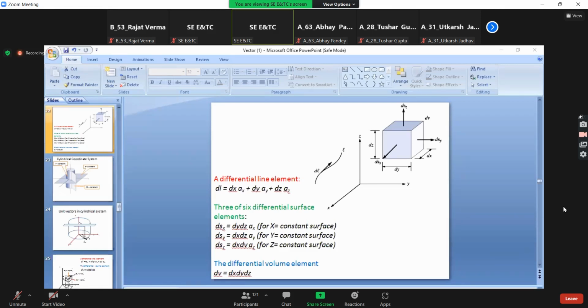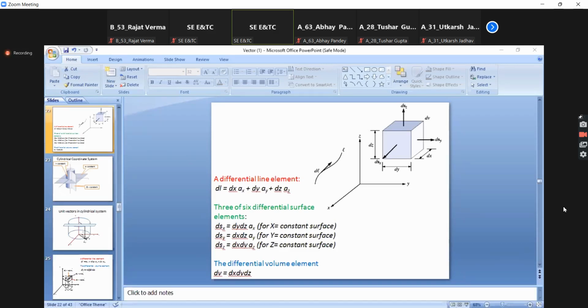When I say y is equal to b plane, it is basically y is equal to constant plane. The constant value is b, and it is an xz plane. That means the length and breadth of that particular plane is along the x and z axis. Any point on this plane is going to have the y coordinate constant, that is b.